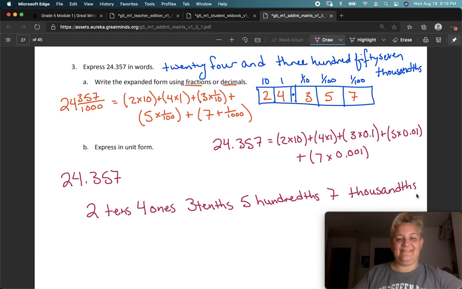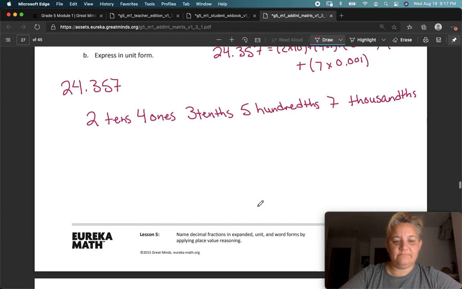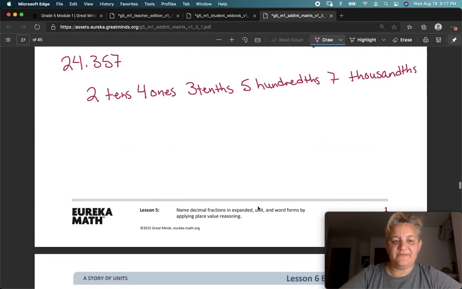Okay, there it is. That is the Lesson 5 exit ticket. All right, I hope you did okay. I hope you figured out what you did wrong.